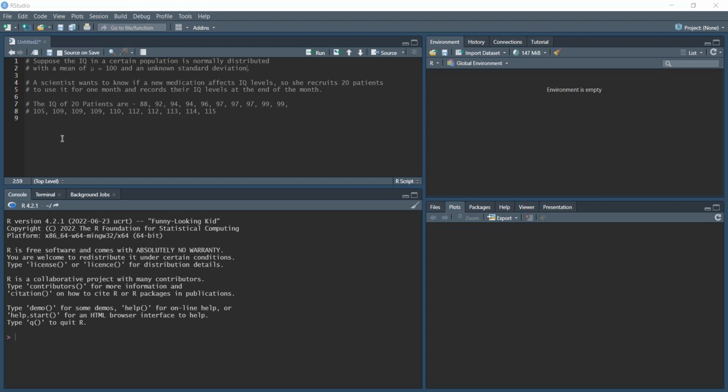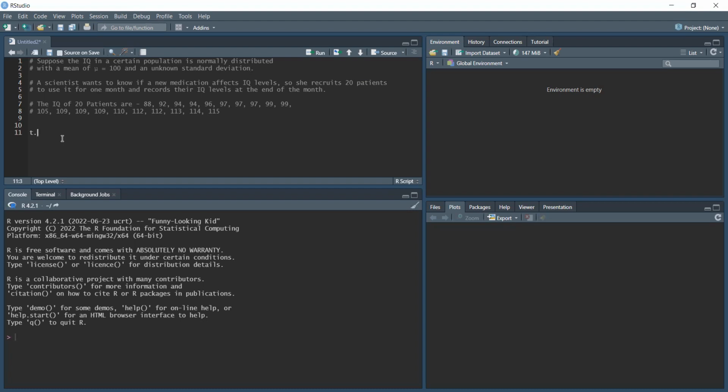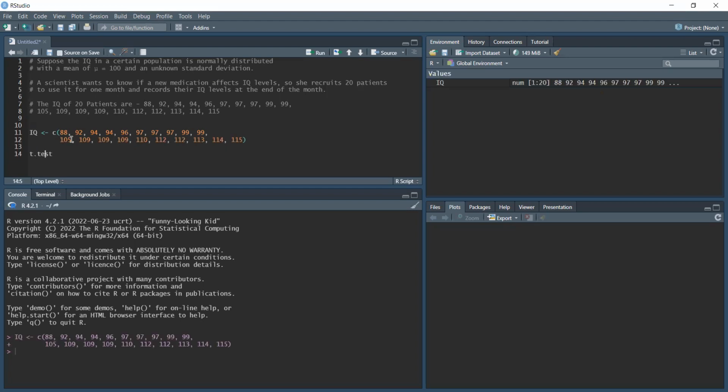To do this, we will use the function called t.test. But before even doing this test, first we have to enter this data. So I will name this data set IQ and use the c function to input it. So we have the IQ of 20 patients over here. Now we will be performing the t-test. Since the population standard deviation is not given to us, we will use the t-test.